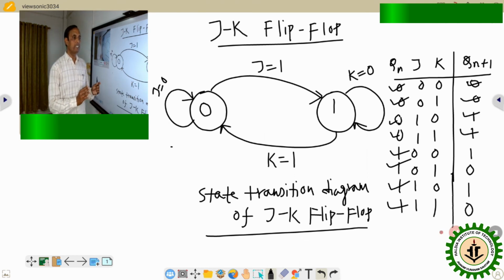I am just considering one JK flip-flop, and I am shorting that JK flip-flop's inputs J and K. So whenever we short J and K to maintain a single input instead of two inputs, then that input will become T and that flip-flop will become the T flip-flop. Okay. So first I am drawing the diagram. After that I will discuss it.